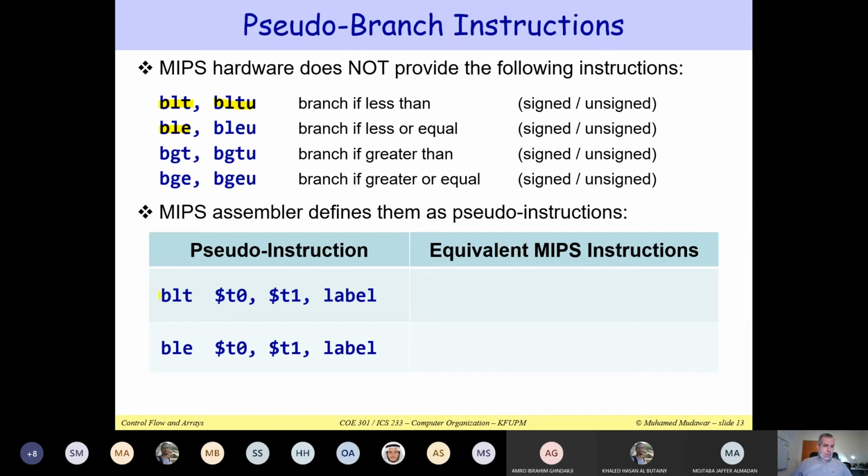So let us take a look at the first one, branch less than. How do I translate branch less than into equivalent MIPS instructions? So branch less than is not defined by the MIPS architecture. There is no implementation for it. So how can we have equivalent MIPS instructions for a branch less than? It's defined as a pseudo instruction in the assembler. So how does the assembler translate the branch less than into equivalent MIPS instructions?